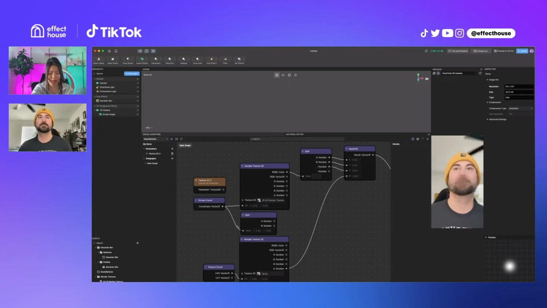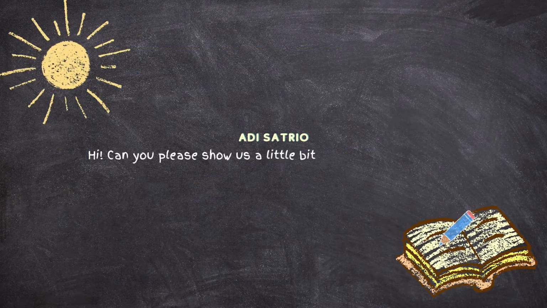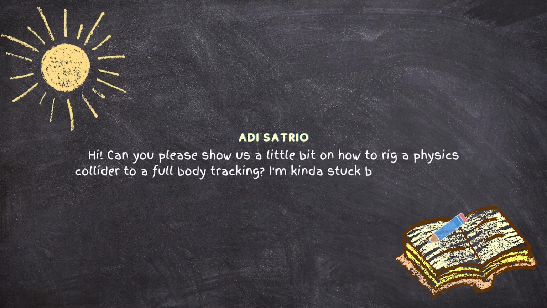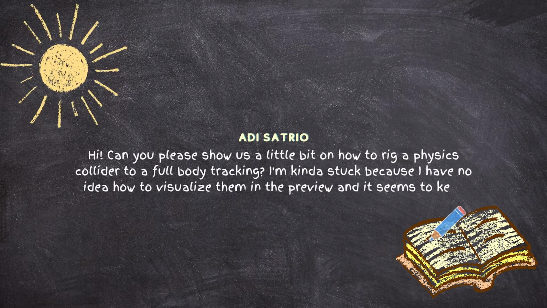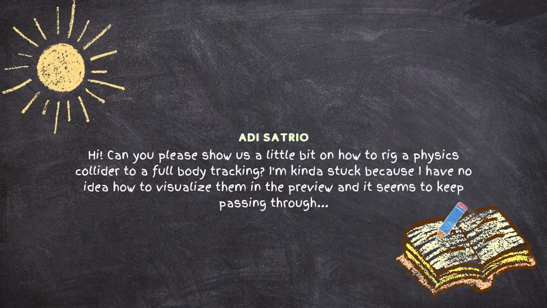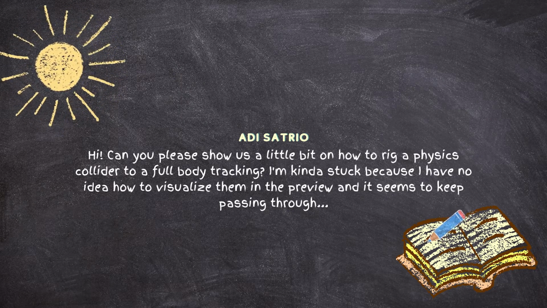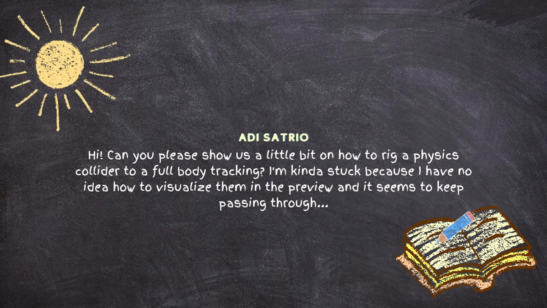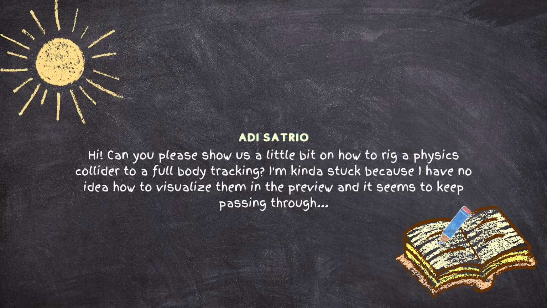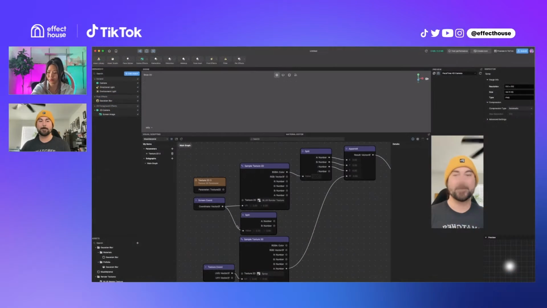We have another question from the YouTube live chat. Addie is asking, hi, can you please show us a little bit on how to rig a physics collider to a full body tracking? I'm kind of stuck because I have no idea how to visualize them in the preview and see it. It seems to keep passing through.